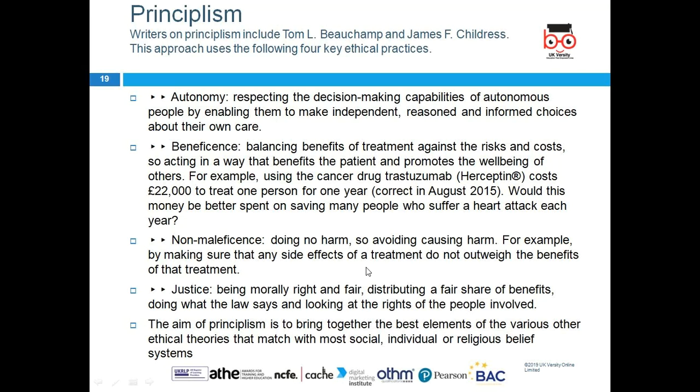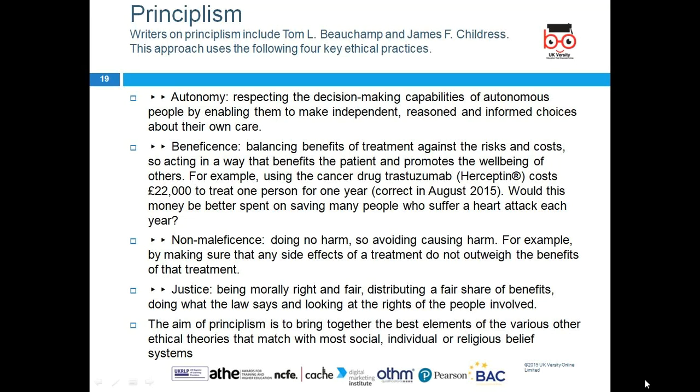Then non-maleficence, so doing no harm, so avoid causing harm. For example, make sure that any side effects of a treatment will not outweigh the benefits of the treatment. So the drug or the treatment that you're giving to your patient might help them feel better, but then it depends on what sort of side effects they are. Is this going to improve their life or make it worse? So you've got to think about it in that way.